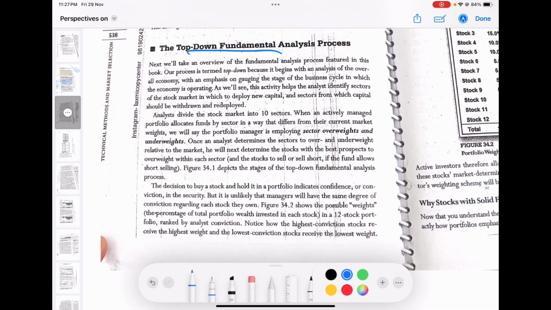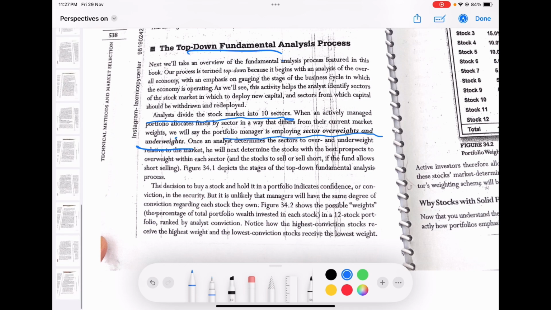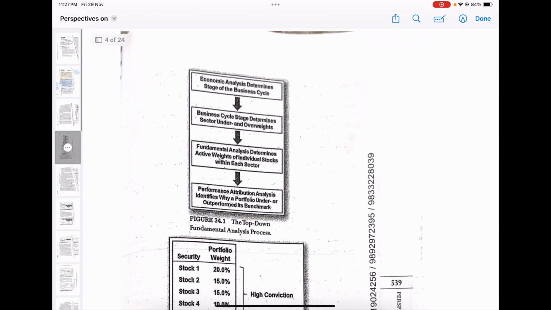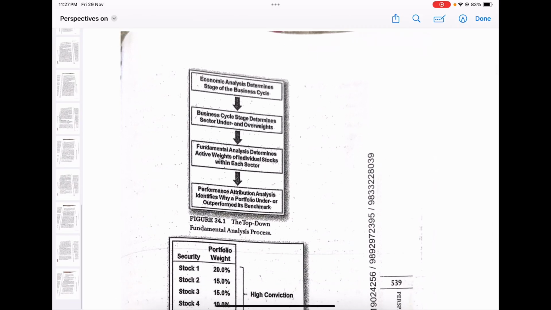So what really happens is that the analysts divide the stock market into 10 sectors. When an actively managed portfolio allocates funds by sector in a way that differs from their current market weights, we will say that the portfolio manager is employing sector overweights and underweights. They rank the particular sectors and see which sector is performing well in which time period and which is not, and so on. The decision to buy a stock and hold it reflects conviction in the security. Basically they give a particular weightage to the particular sector and the particular stock, and then they take a decision on whether they want to buy it or not.